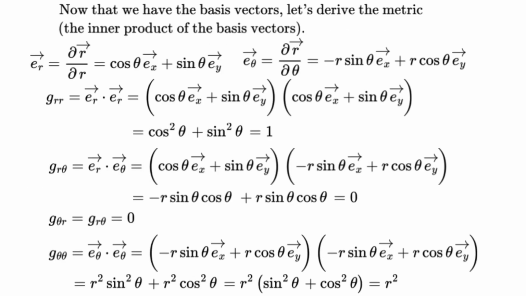Now that we have the basis vectors, let's derive the metric, the inner product of the basis vectors. Here, we are explicitly finding the covariant metric tensor in polar coordinates. Please pause the video and check it at your own pace.